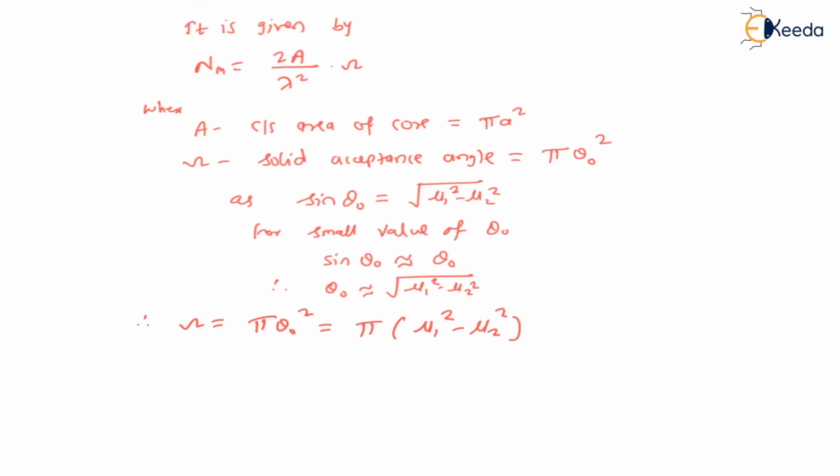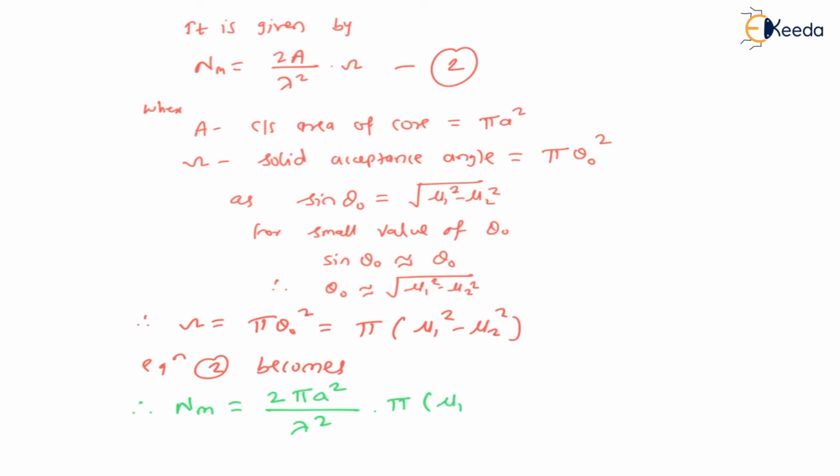So now we will substitute these values of this capital A and this omega into the equation of number of modes. So here again mark this equation as equation number, suppose, 2. So here equation 2 becomes, now I'll write the values here. Therefore the equation will be Nm equal to this 2 as it is. Instead of A we can write pi into a square divided by lambda square, as it is, into omega, and the value of omega is pi into mu1 square minus mu2 square.